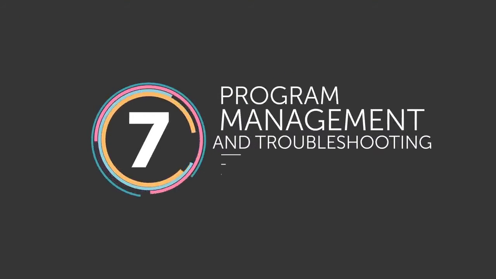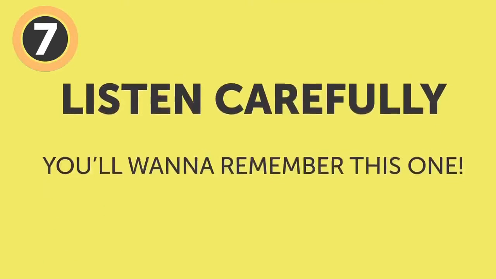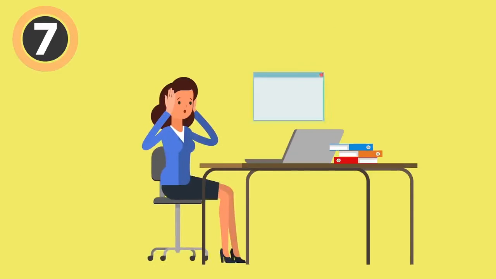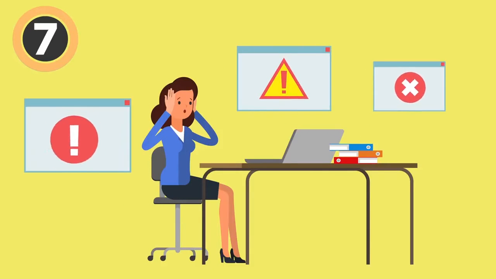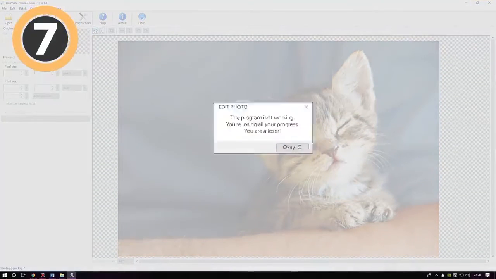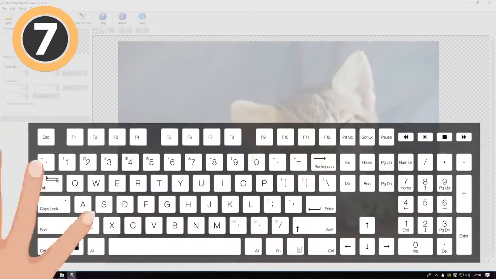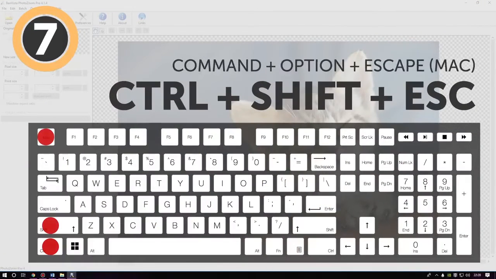Number 7. Program Management and Troubleshooting. Let's go shoot us some trouble. Now, listen carefully because you'll want to remember this one. Everyone's been there. One program is stuck and won't process anything, even if you cry, beg, or try to bribe it to do so. To avoid restarting your device and losing all your progress, try using the following combo: Ctrl plus Shift plus Escape, or Command plus Option plus Escape if you're working on a Mac.